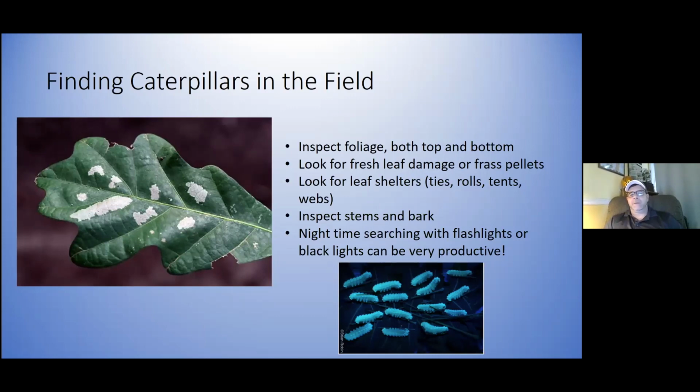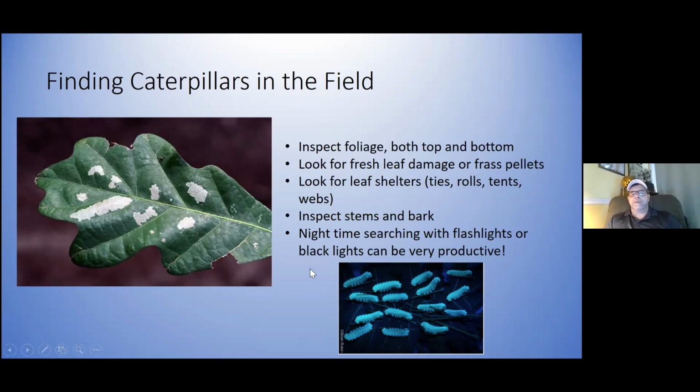that might be feeding. Another way to find lots of caterpillars is to look for the constructs, the things that they build, and lots of caterpillars do this. So all kinds of leaf shelters, leaf ties and rolls and tents of all kinds, webs with lots of silk. That's a sure sign that you're going to find some caterpillars. You might also want to inspect the stem and bark for caterpillars because they hide out there quite often.